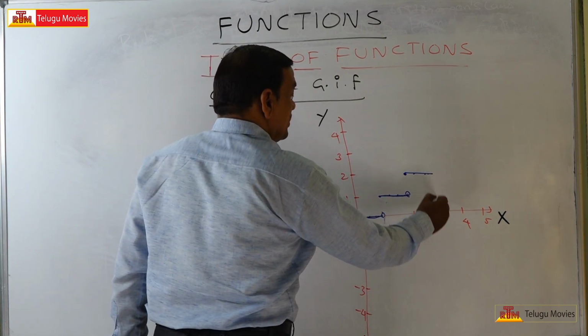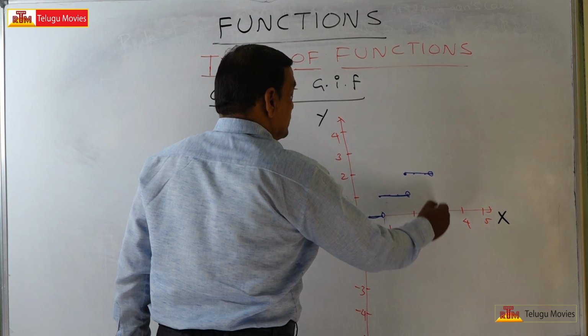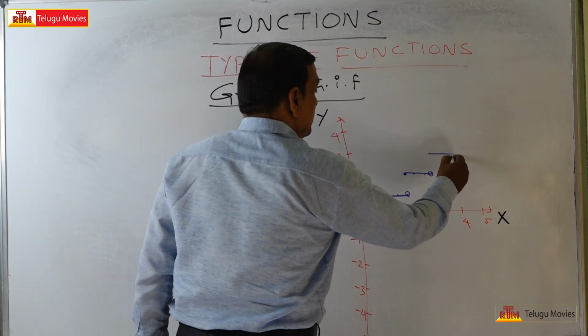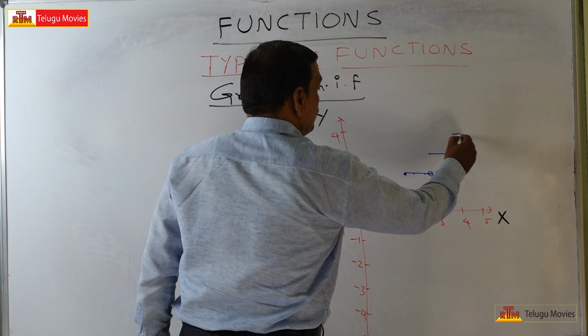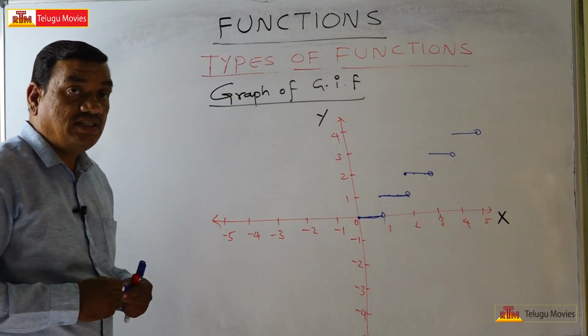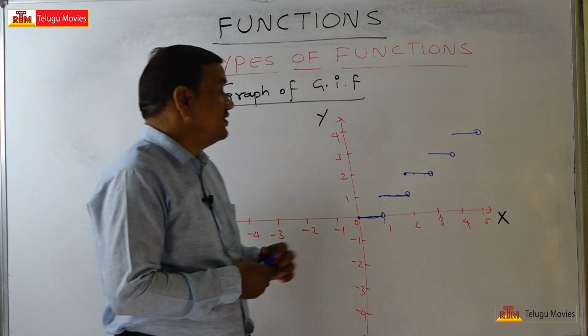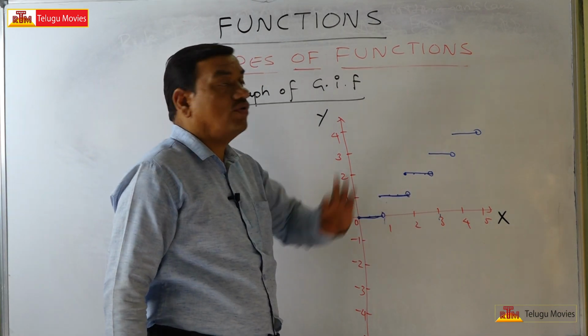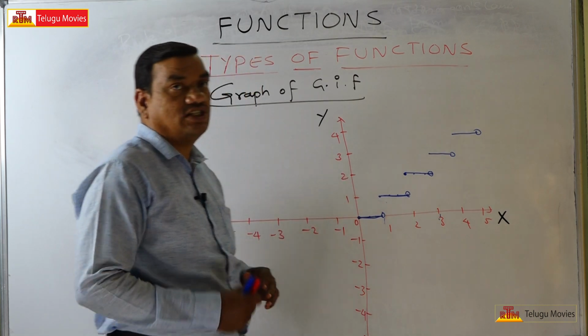Again, what is step of 3? Here the break will come. Step of 3 is 3. So from here again a break. Step of 4 is 4. Understand this? That means this function is discontinuous at 1, 2, 3, 4. At the integers it is discontinuous.